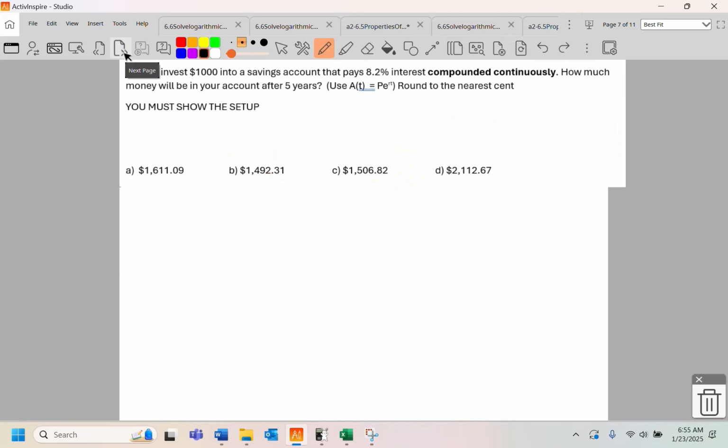Perfect. You invest $1,000 into an account that pays 8.2% compounded continuously. How much money will be in your account after 5 years? And you're supposed to use PERT. So let's see here. This is my time. The amount in 5 years is the principal of 1,000 times e, 8.2%.